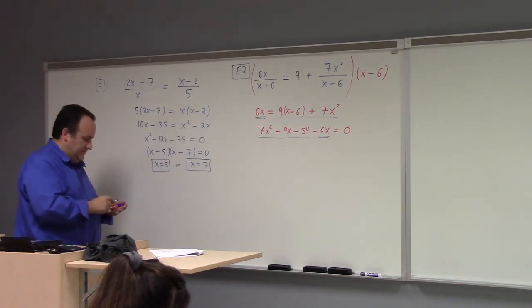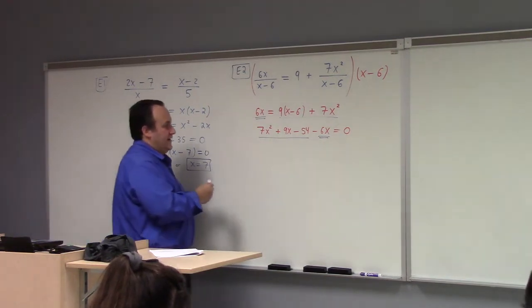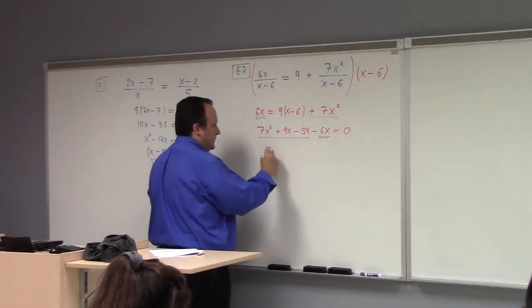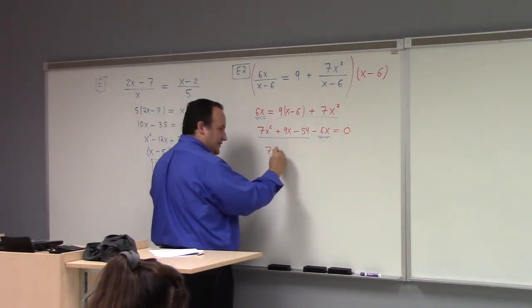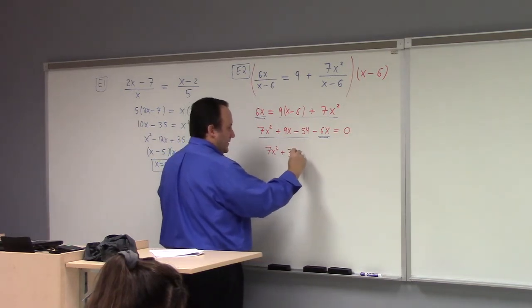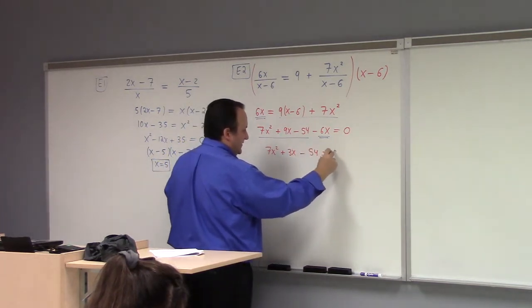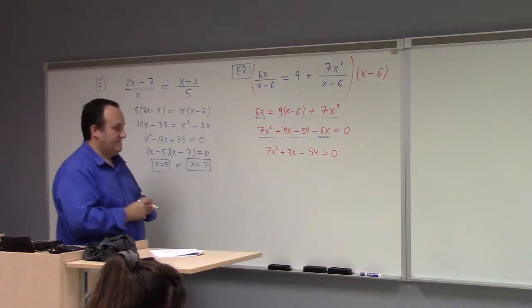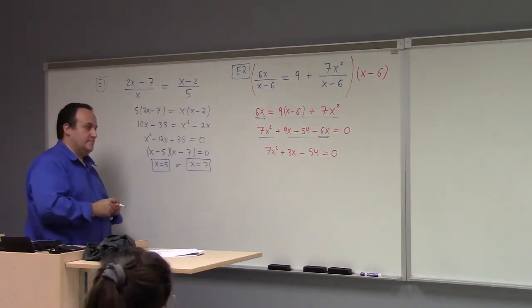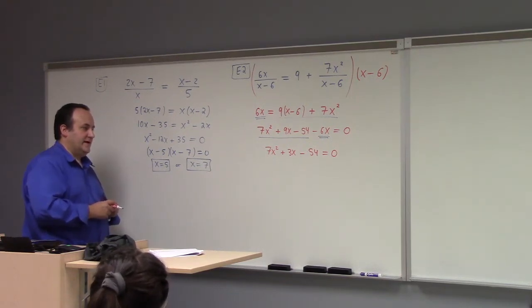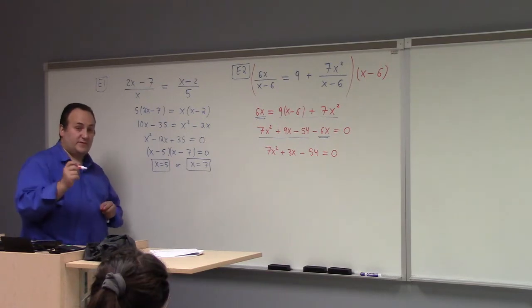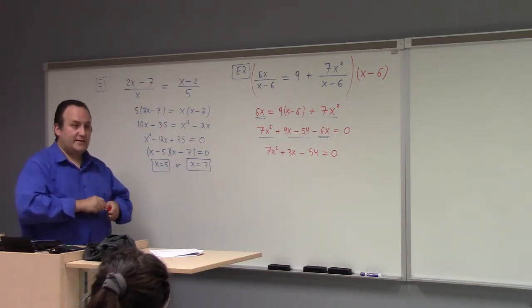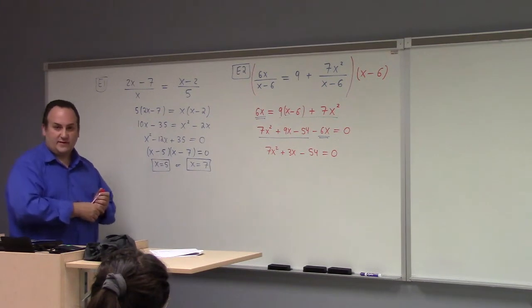Now let's put it in standard form. We've got 7x squared plus 3x minus 54 equals 0. Ordinarily, I wouldn't even bother to try to factor this, but since this is a book problem, you know what I'm going to do though? I'm going to use completing the square because we need more practice on that, okay? Let's use completing the square to solve this equation.